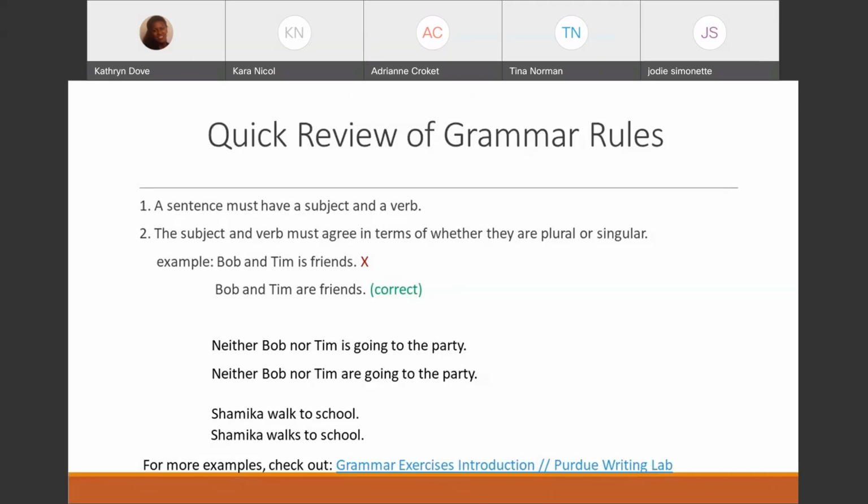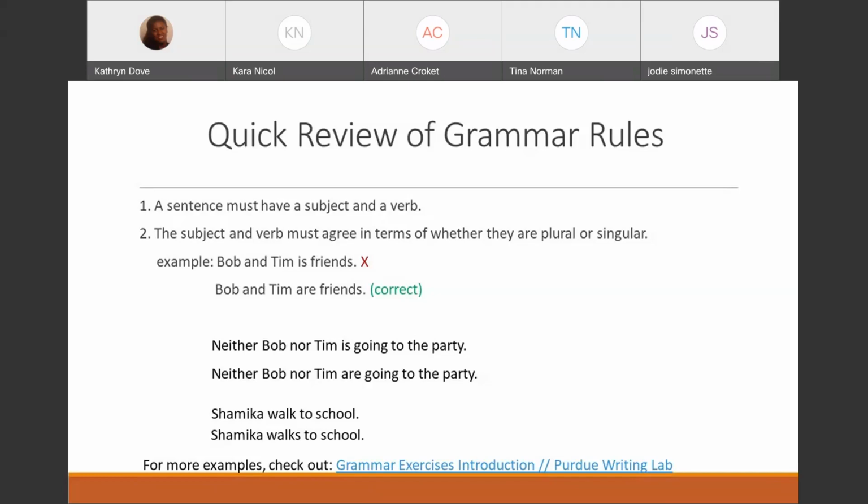Okay, so you want to make sure you know some of the basic rules of grammar. There's a link down here to a website you can check out. It's the Owl Purdue Writing Lab, and I will send out this slide presentation with the live link in it. We're going to go over some basic rules of grammar. Sentence structure is muy importante, which means very important. A sentence must have a subject and a verb. The subject and the verb must agree in terms of whether they are plural or singular.